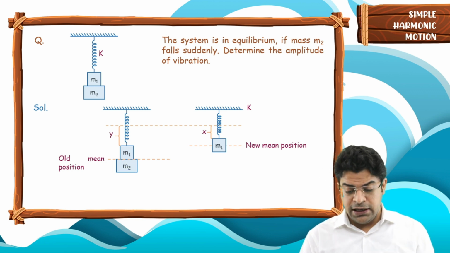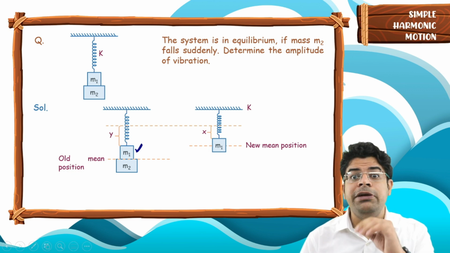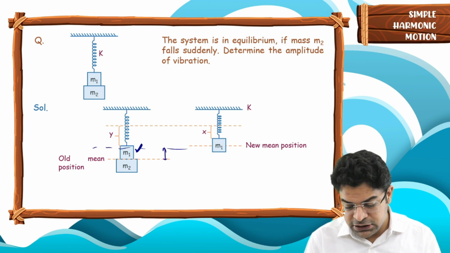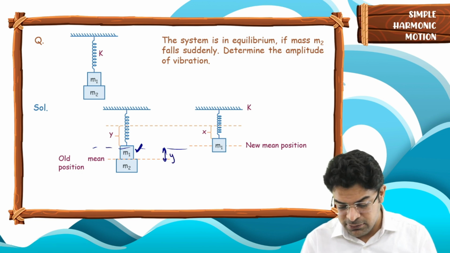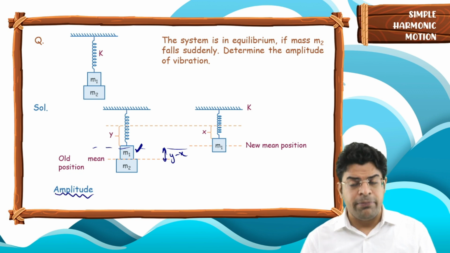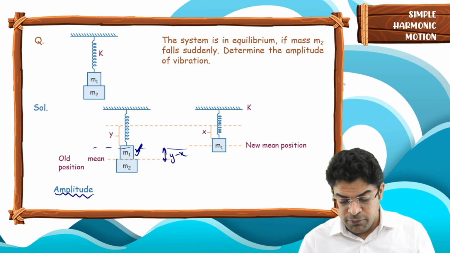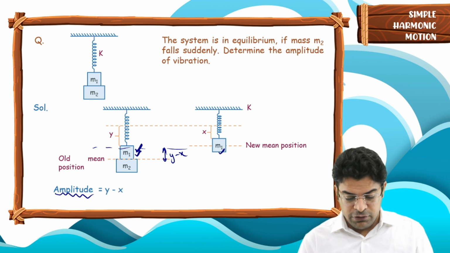So we have released the block of mass m1 at how much distance from the new mean position? This is nothing but y minus x. So we will say the amplitude of vibration is the distance at which the block of mass m1 has been released from the new mean position. So the amplitude will be y minus x.